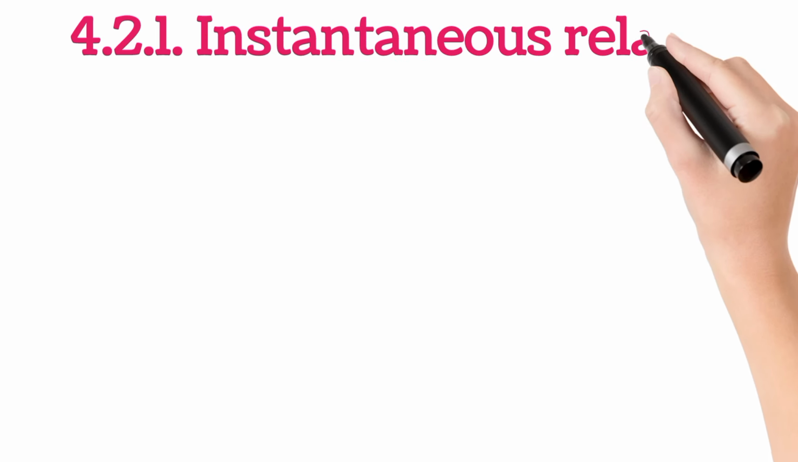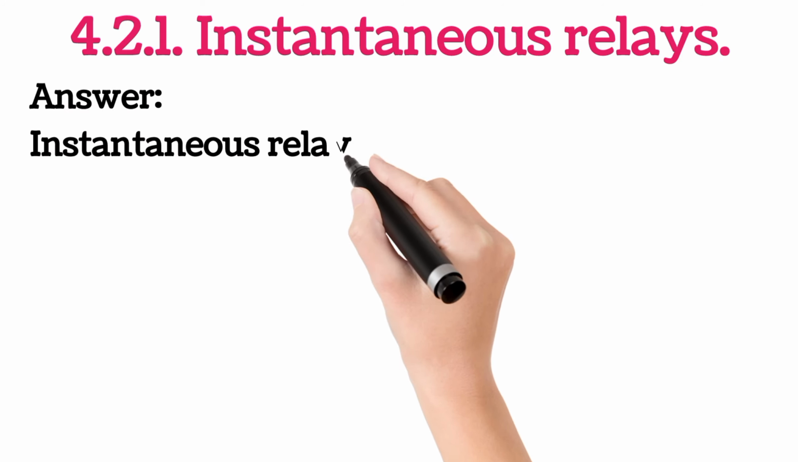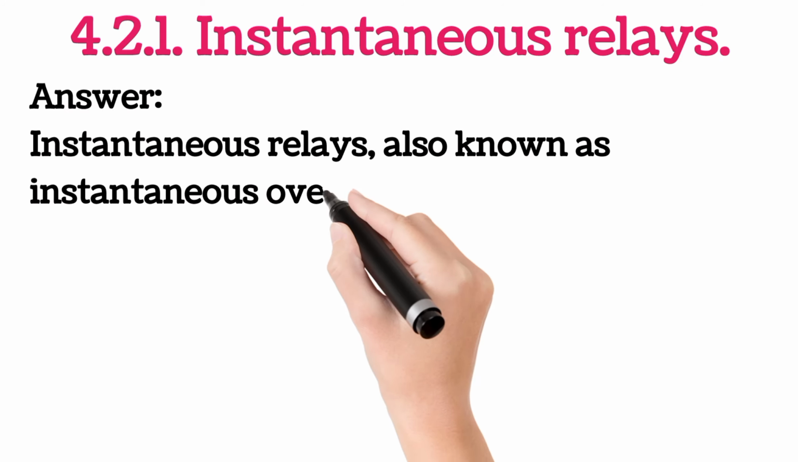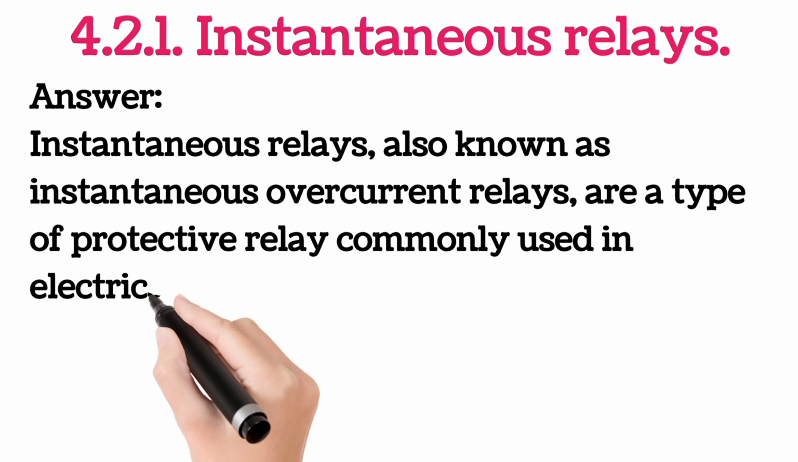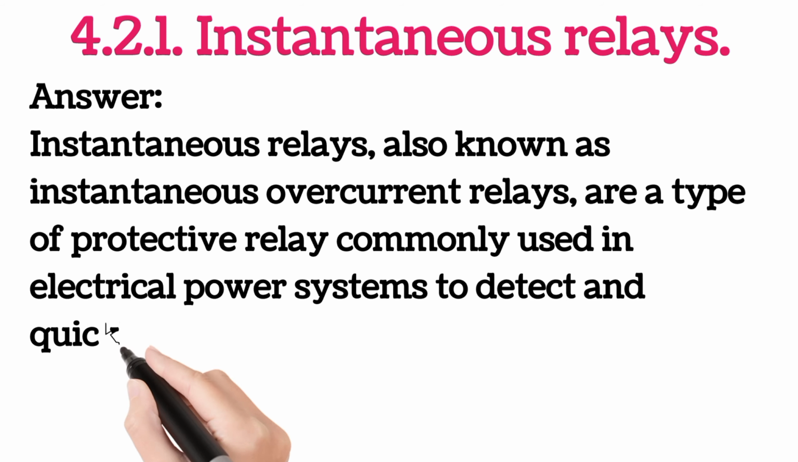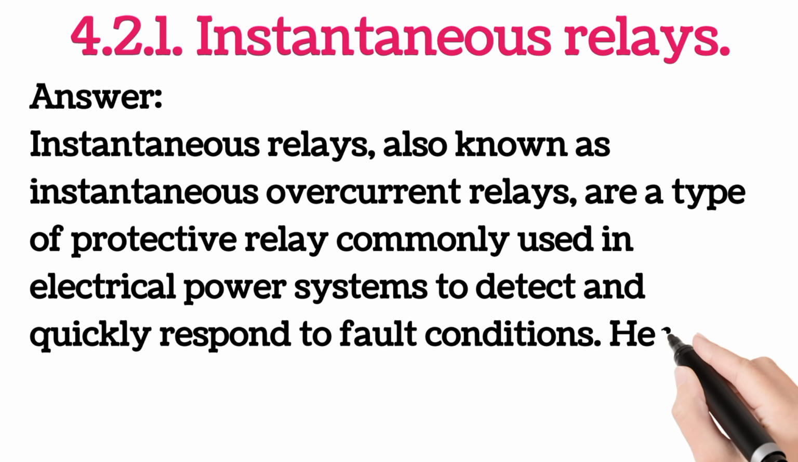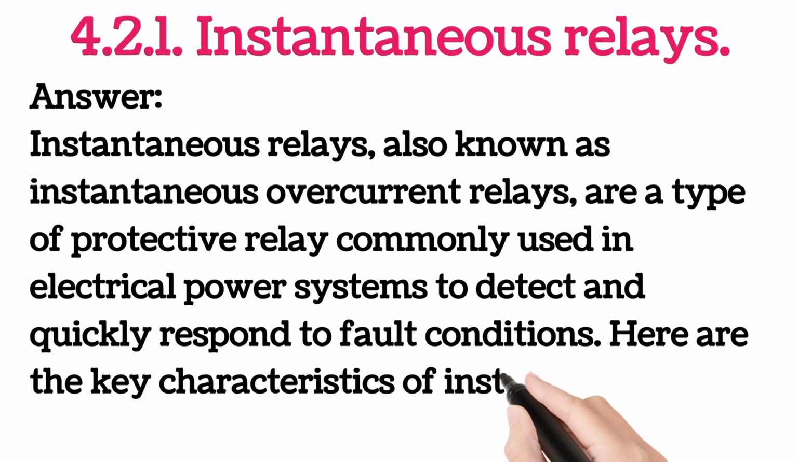4.2.1. Instantaneous relays. Answer. Instantaneous relays, also known as instantaneous overcurrent relays, are a type of protective relay commonly used in electrical power systems to detect and quickly respond to fault conditions. Here are the key characteristics of instantaneous relays.